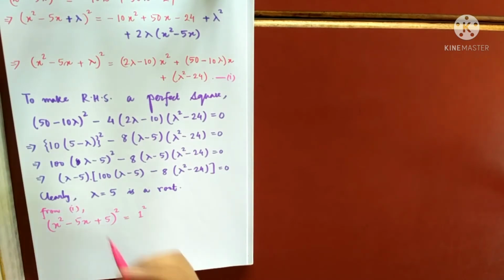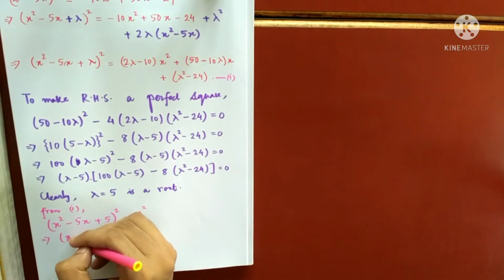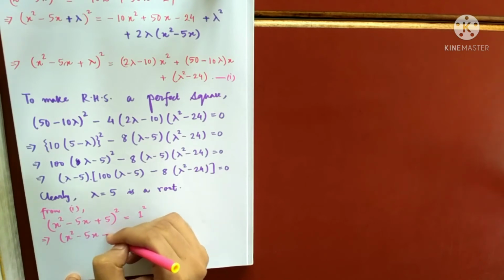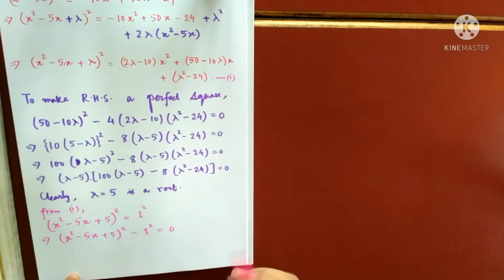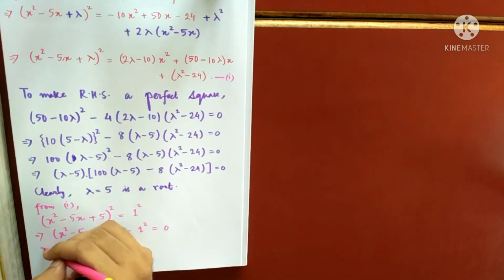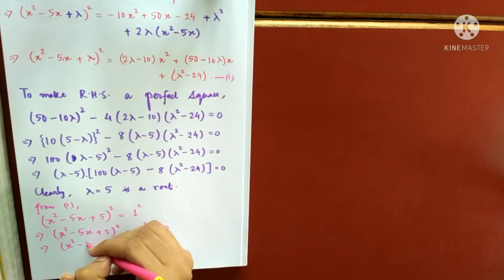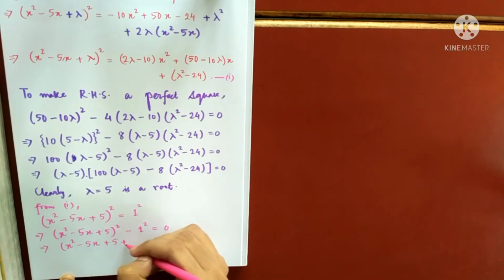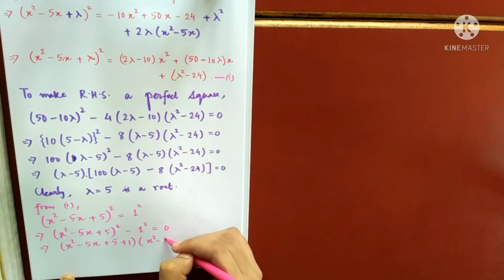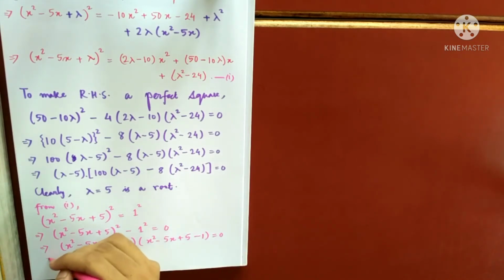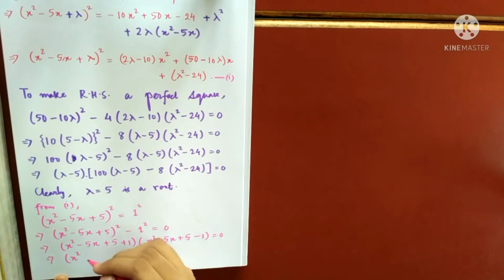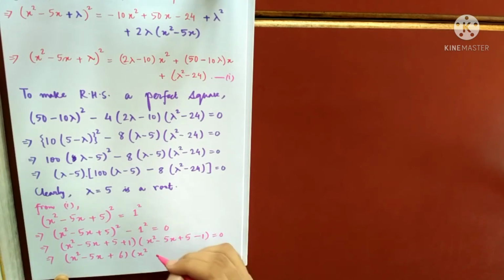Now what is the advantage? As already explained in the first part, once you have got two perfect squares, send everything to the left hand side and apply the formula for a square minus b square. So if I apply the formula for a square minus b square, it is this plus this, and then this minus this. So what am I getting? x square minus 5x plus 6 and x square minus 5x plus 4.